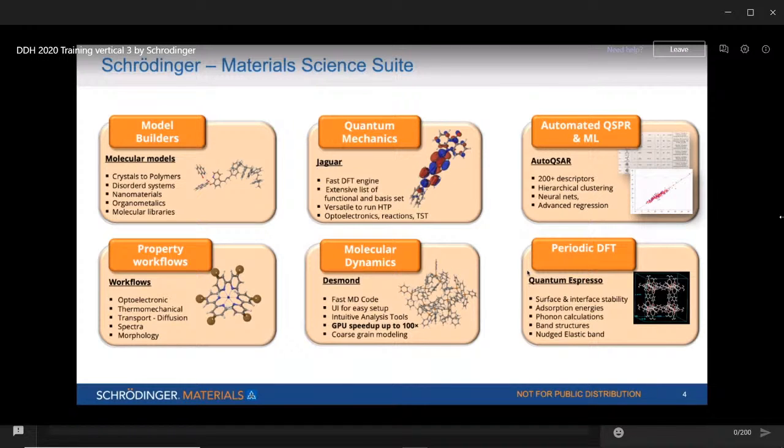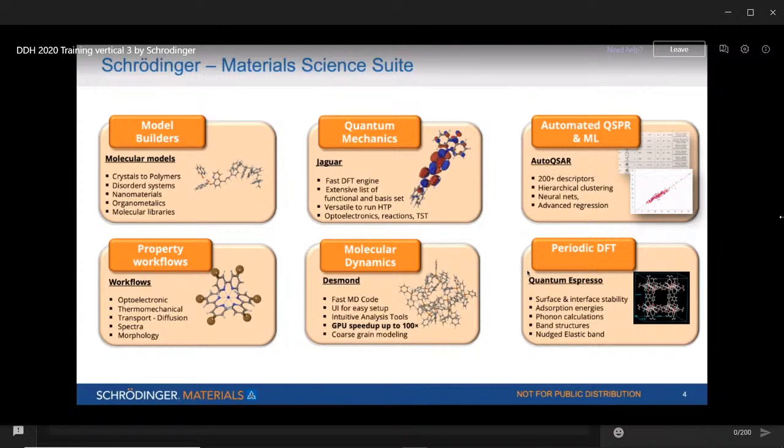So in those cases, if you want to understand the gold nanoparticle and drug molecules interaction, that can be done using the Quantum ESPRESSO interface, where we can build a gold surface, put a drug molecule on top of it, and then see what kind of interactions there are when we have different types of terminations of the surface. So that's at the periodic DFT level.